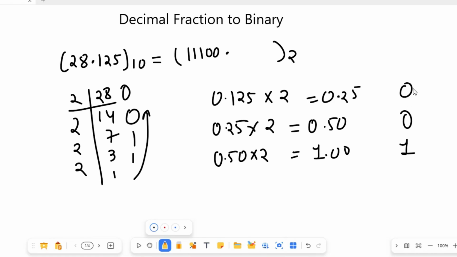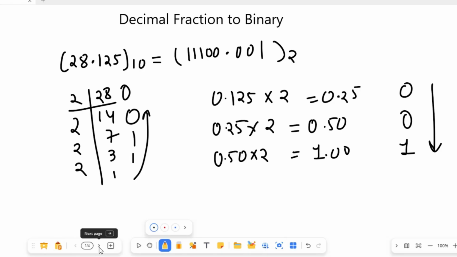Whenever we do multiplication, we always write our answer from up to down. Like in division, what are we doing? Down to up, no? So here we will do up to down. So here you will get the answer as 001. Understood? This is the way we convert a decimal fraction to binary.